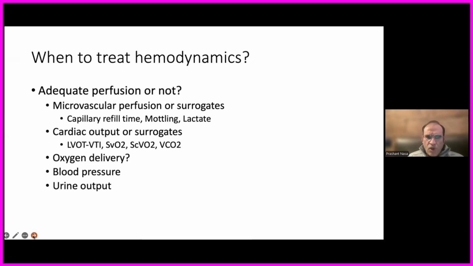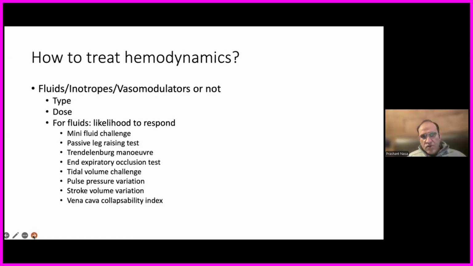So we always ask ourselves when to treat hemodynamics: whether we should look at microvascular circulation, macrovascular circulation, cardiac output, oxygen delivery, or, for simplicity, what has been recommended, mean arterial pressure or simply urine output. So this is a daily dilemma, followed by how to treat hemodynamics. I think that's another big point we need to look at, and that is the main theme of this topic, the main theme of this whole day of fluids.